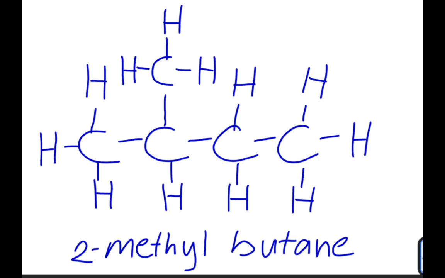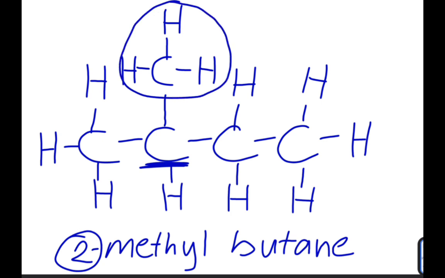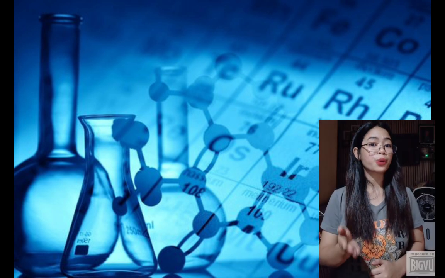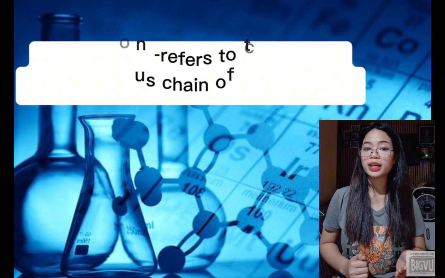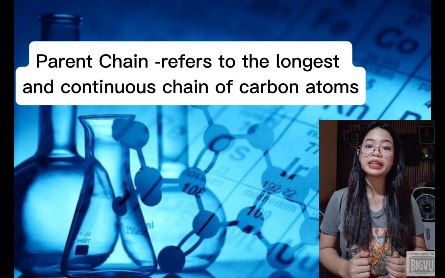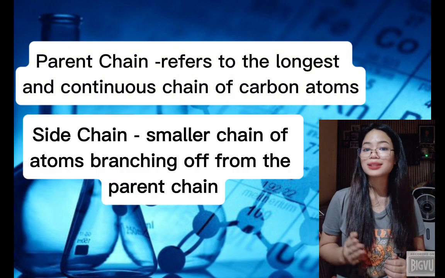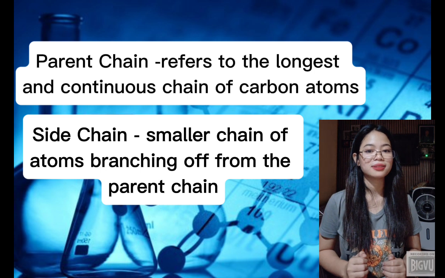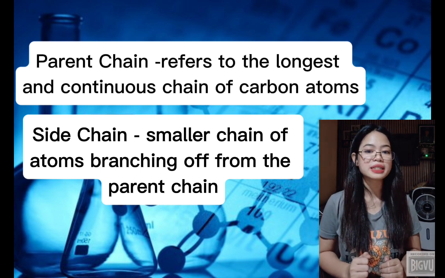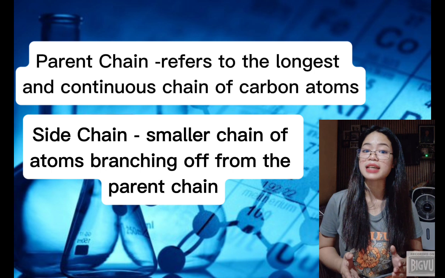Another example, we have the 2-methylbutane or the isopentane. The 2 here means in the second carbon, there's a side chain, which is the methyl with the chemical formula CH3. From our previous knowledge, we learned about the parent chain and the side chain. Parent chain refers to the longest continuous chain of carbon atoms, while the side chain is a smaller chain of atoms branching off from the parent chain. 2-methylbutane or isopentane is an example of having a side chain.